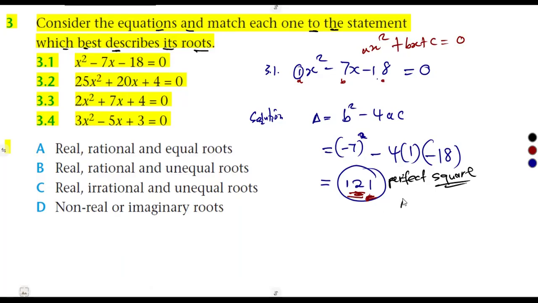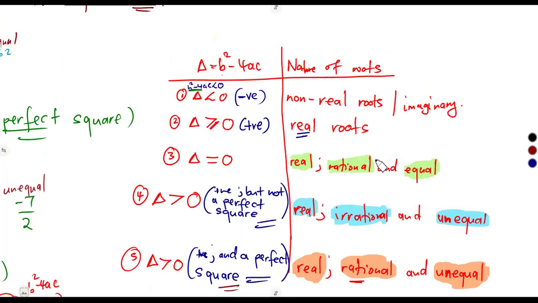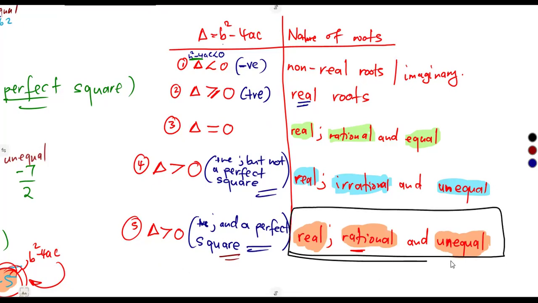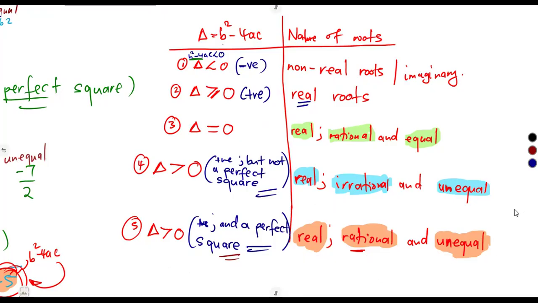So in our case, our delta is a number which is greater than 0 and a perfect square. So which condition is it that we are going to put as our final consideration to say it is greater than 0 and a perfect square? What is it about the nature? This is the nature of the roots now. Real, rational, and unequal. So this is what we're going to have.